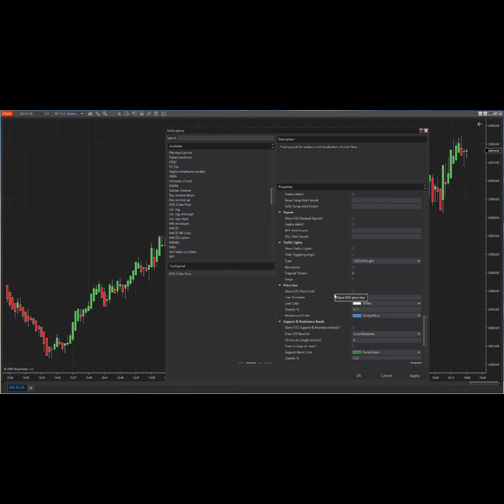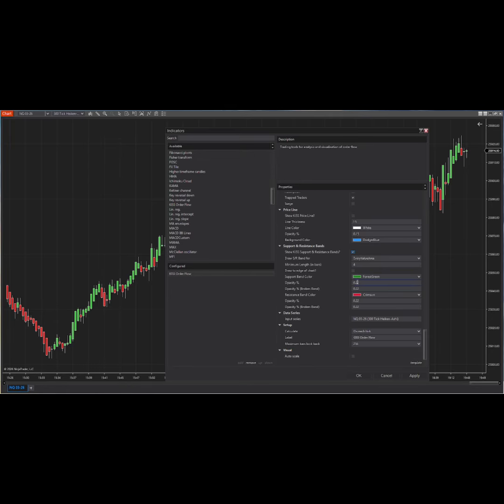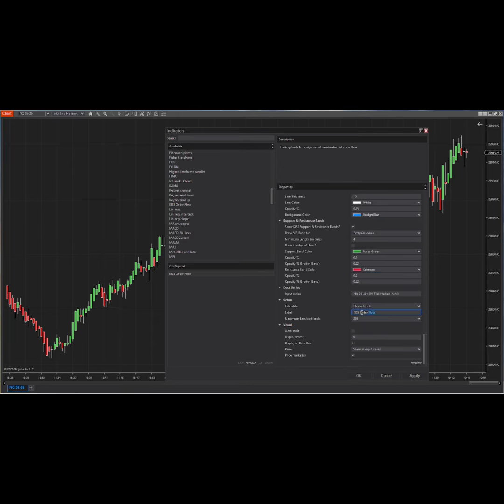And then, support and resistance. Want to add that and increase the opacity to 5, on just the two main ones. The broken bands, you can leave them where they are. And then, of course, I remove that. And then I use one other tool.